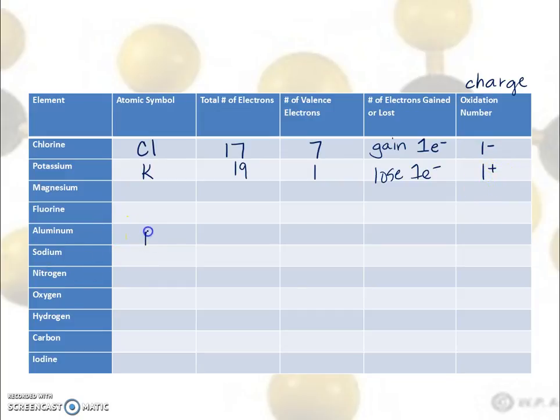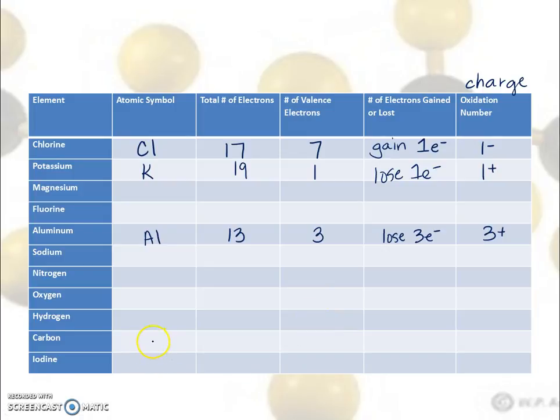Let's look at aluminum. Aluminum would be Al. Aluminum has 13 total electrons, and it has 3 valence electrons. How do we know? By the group number. Is it going to be easier to lose 3, or easier to gain? It would have to gain 5 in order to be just like argon. It would be easier to lose 3 electrons. So if it lost 3 electrons, it would have a +3 charge. I think you're getting the hang of this. I'm going to do one more with you.